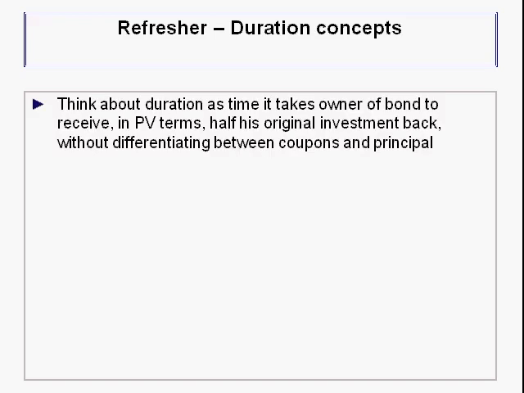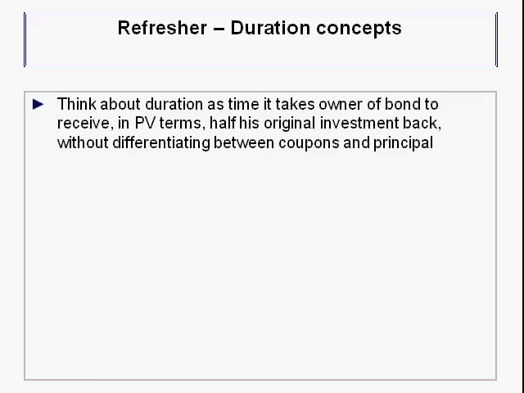We start with a brief refresher of duration and modified duration, as these two concepts will help you better understand and visualize the importance of convexity when estimating a bond's price changes for large movements in yields. You can think of duration as the time it takes the owner of a bond to receive in present value terms half his original investment back, without differentiating between coupons and principal.